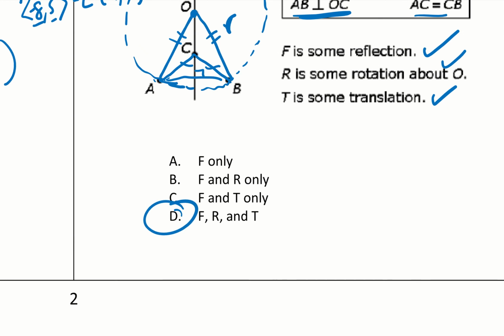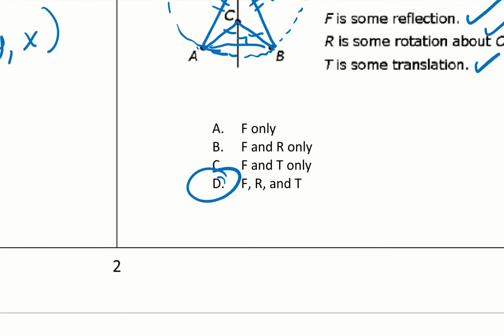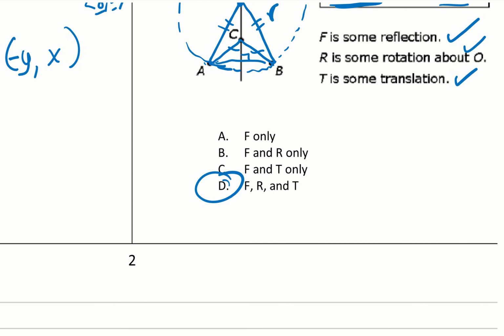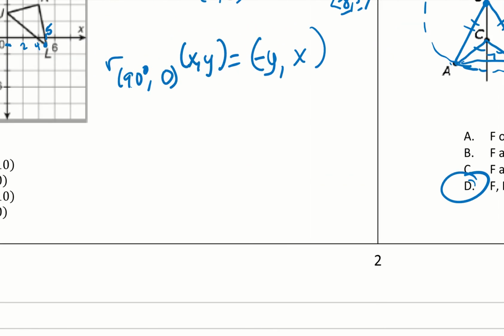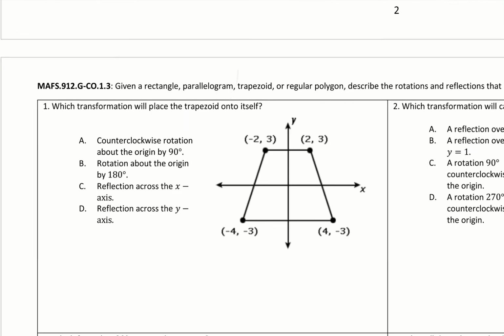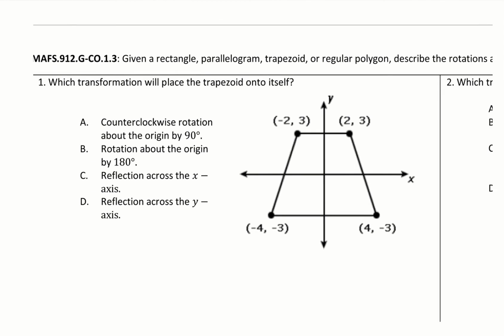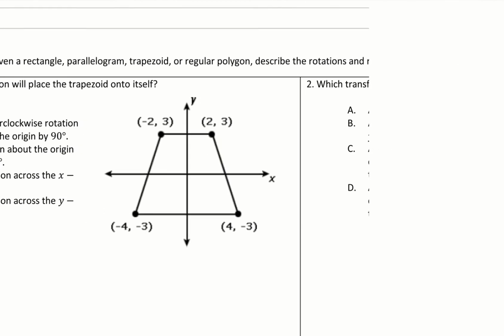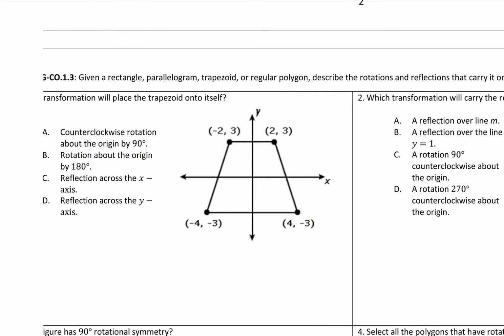This is a little bit tricky, but there are some theorems actually kind of hidden in there that you want to use. But that is the final answer. Okay, so pretty interesting problem there. So the next standard: given a rectangle, parallelogram, trapezoid, or other regular polygon, describe the rotations and reflections that carry it onto itself.